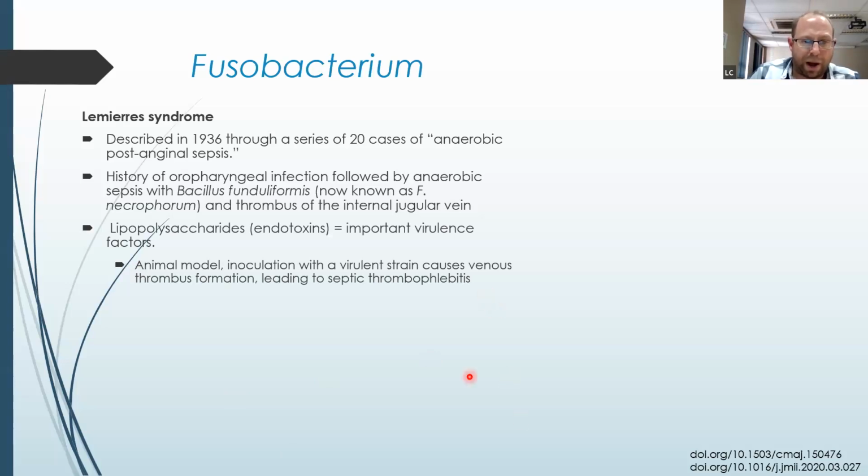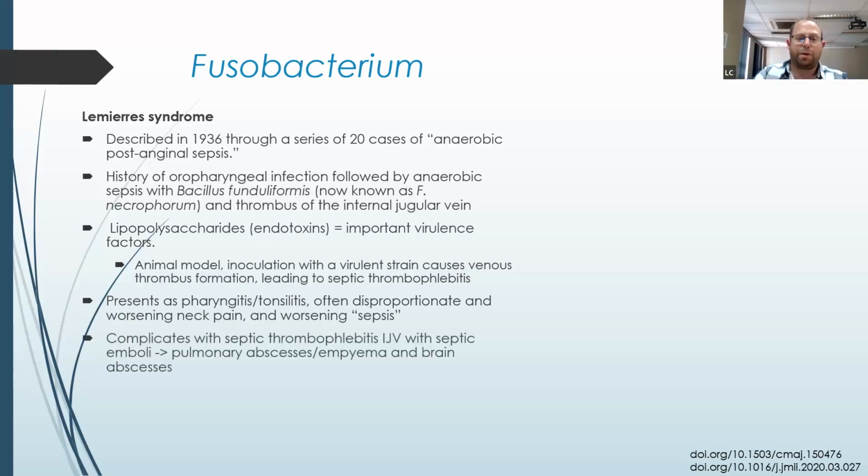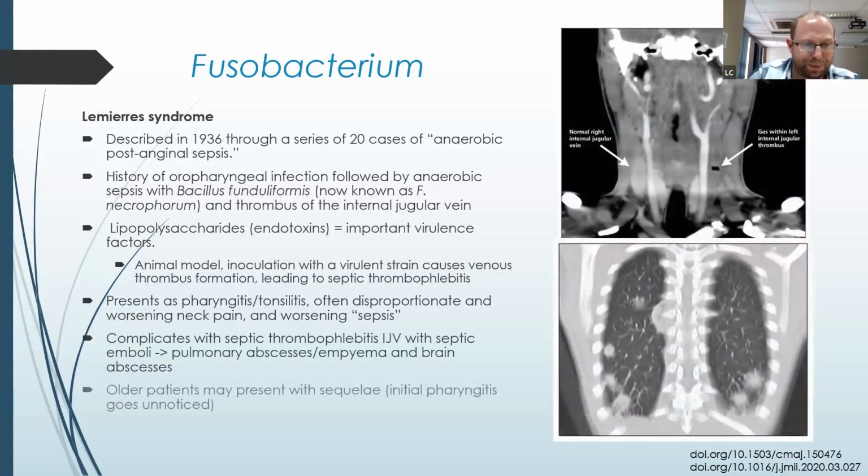The lipopolysaccharides are endotoxins. They're important virulence factors in an animal model. Inoculating an animal with a virulent strain causes venous thrombus formation and can lead to a septic thrombophlebitis. It presents as a pharyngitis, tonsillitis, often disproportionate and worsening neck pain and worsening sepsis. This can complicate with septic emboli, pulmonary abscesses, empyema, and brain abscesses with high mortality.